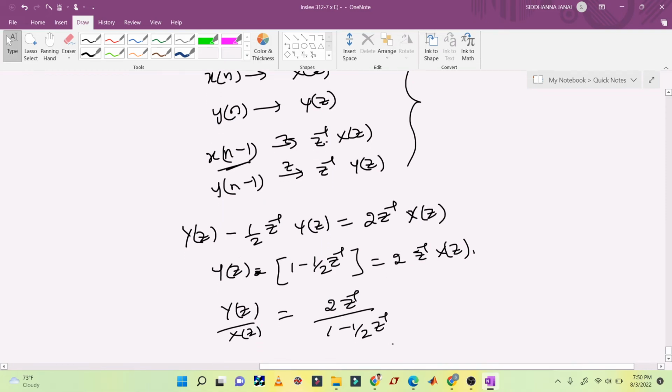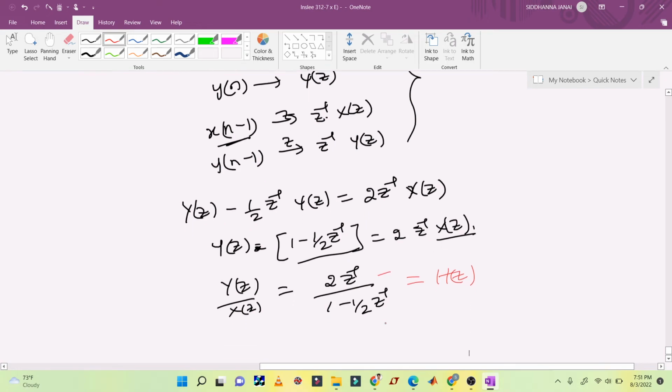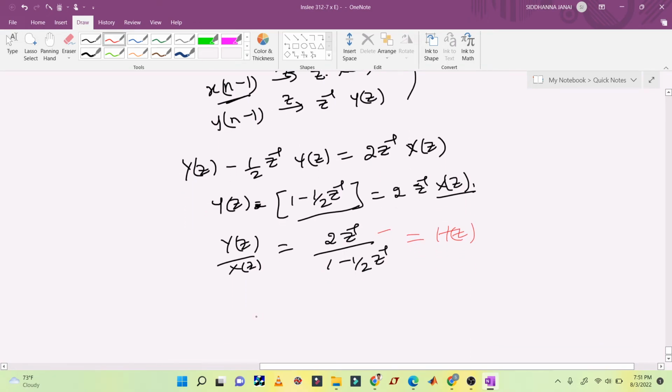So now what happened is, I have taken the ratio: x of z I have moved to this side, and 1 minus 1 by 2z inverse I have moved to the right hand side. So with that, what have we got? We have got a ratio. What is this ratio? This ratio is nothing but h of z, y of z by x of z, that is output by input, that is the transfer function of the system. So h of z is equal to 2 into z inverse divided by 1 minus 1 by 2 z inverse.